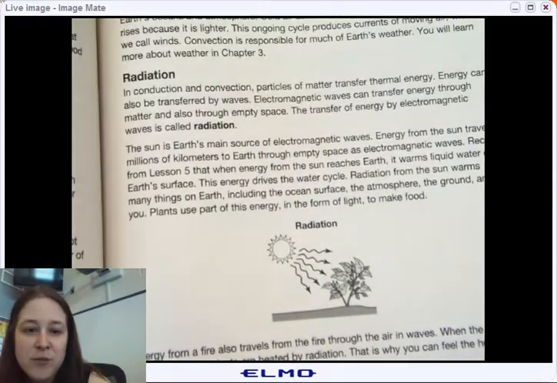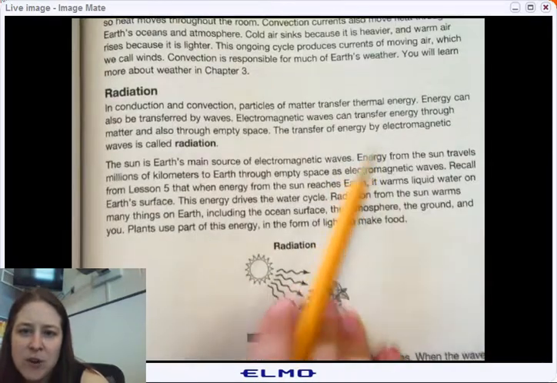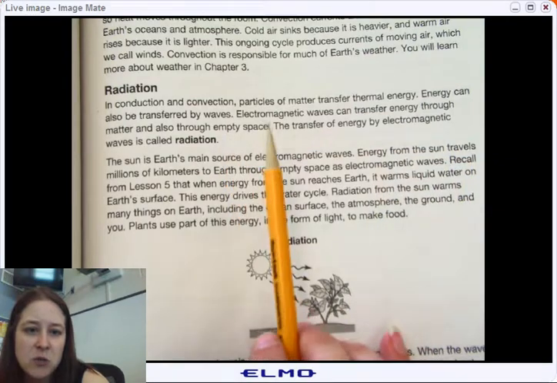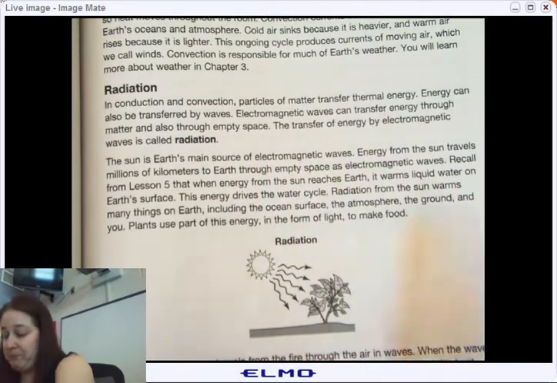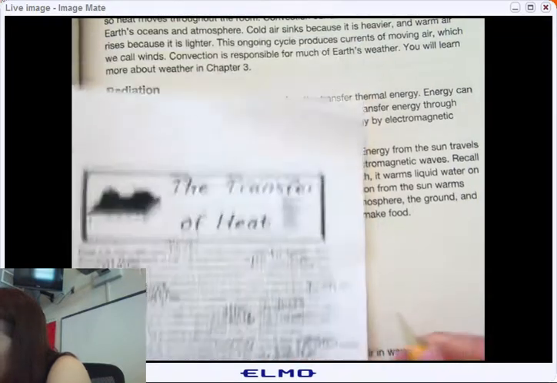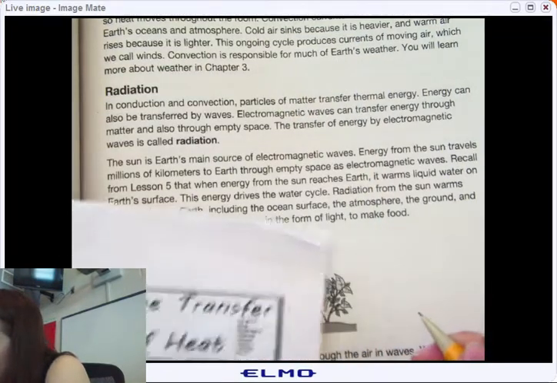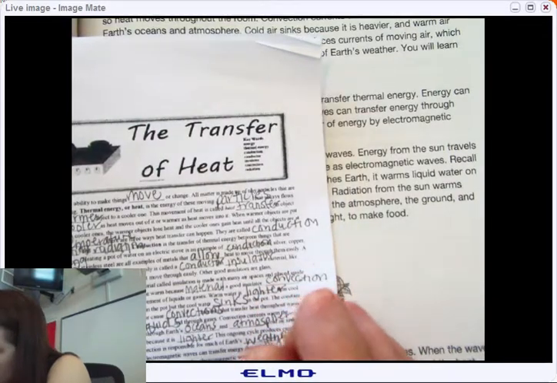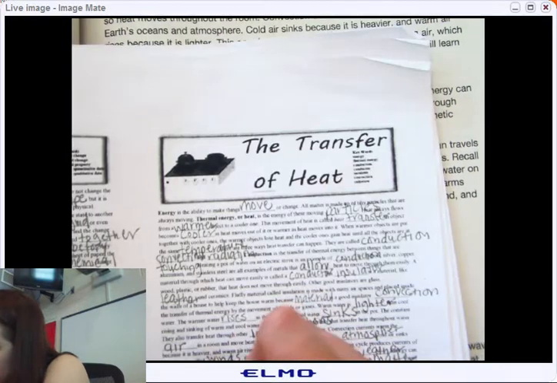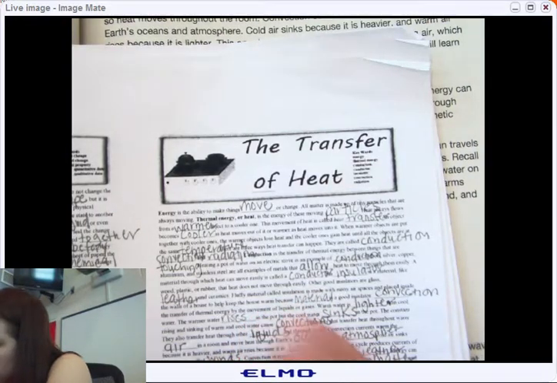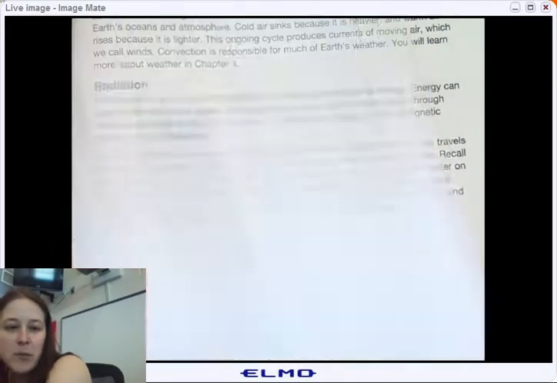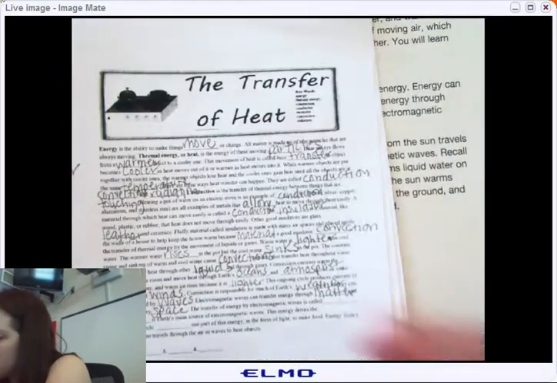Right here, first paragraph under radiation. Electromagnetic waves can transfer energy through matter and also can travel through empty space. The transfer of energy by electromagnetic waves is called, what we were studying, radiation.